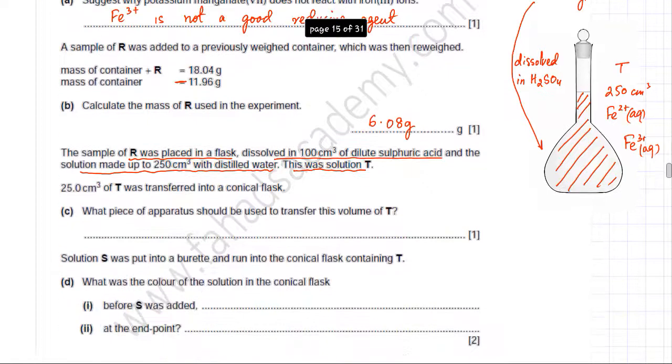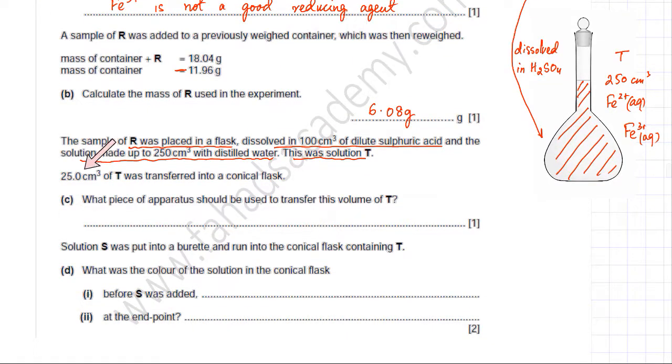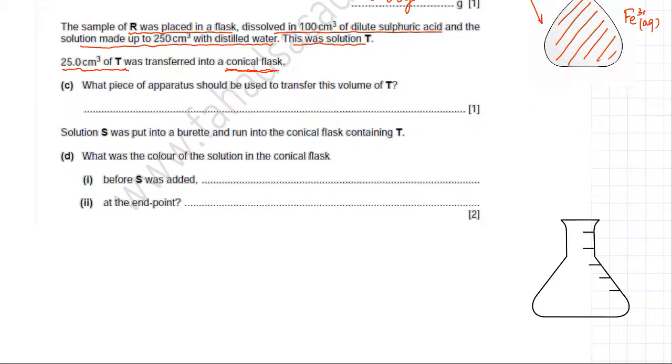In the next part, reading the question, 25 cm³ of T was transferred into a conical flask. Now we are transferring this 25 cm³ of T, which we just made over here. We made a 250 cm³ T, and now we are transferring 25 cm³ of T into a conical flask. So let's show that on our sketch as well. So here's my conical flask, and I'm going to transfer this solution T into this conical flask. But remember that only 25 cm³ of T is being transferred.